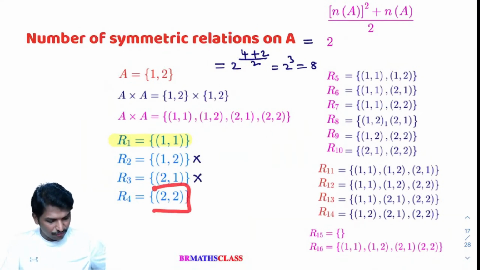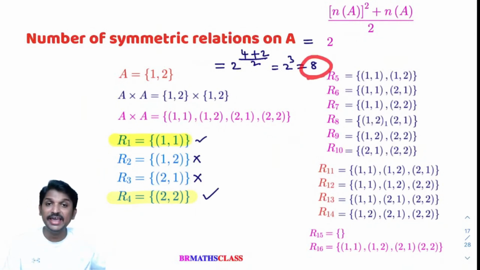What about R4? Is R4 symmetric? Elements like (2, 2) and (3, 3) always satisfy the symmetric condition. So this is a symmetric relation. I got 2 relations which are symmetric. Like this, I need to get a total of 8 symmetric relations.